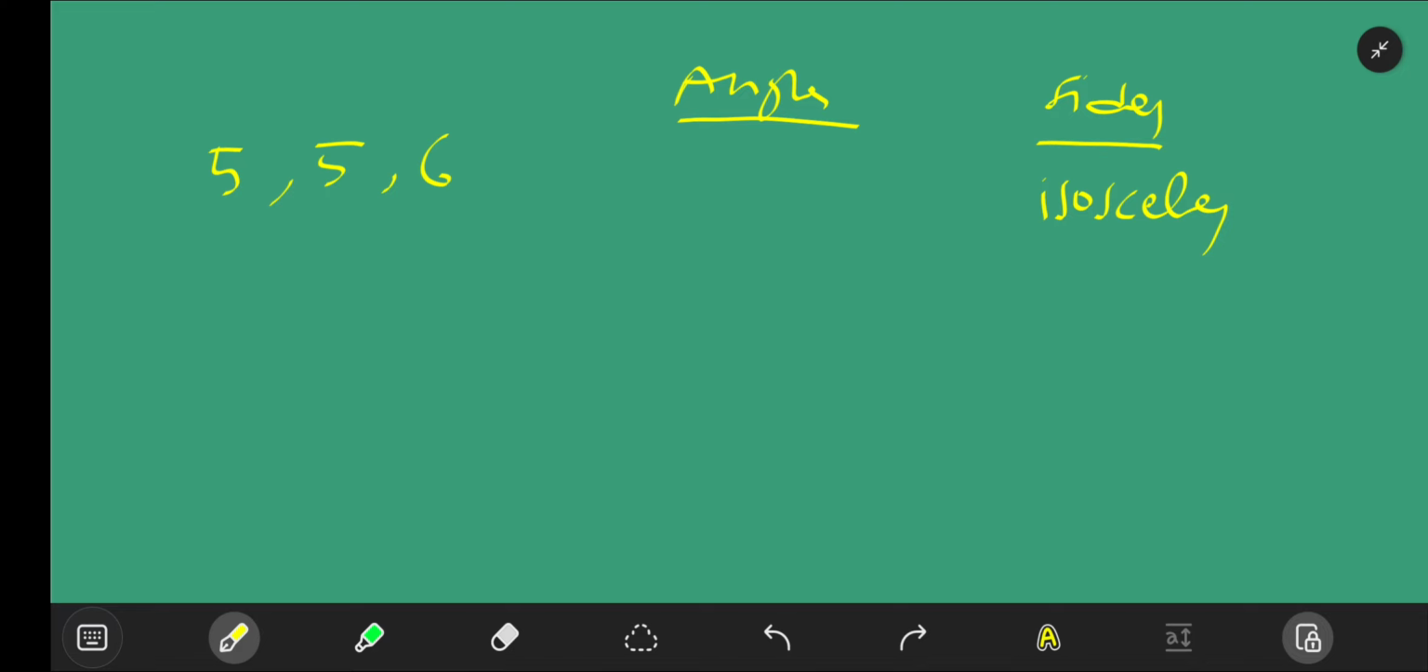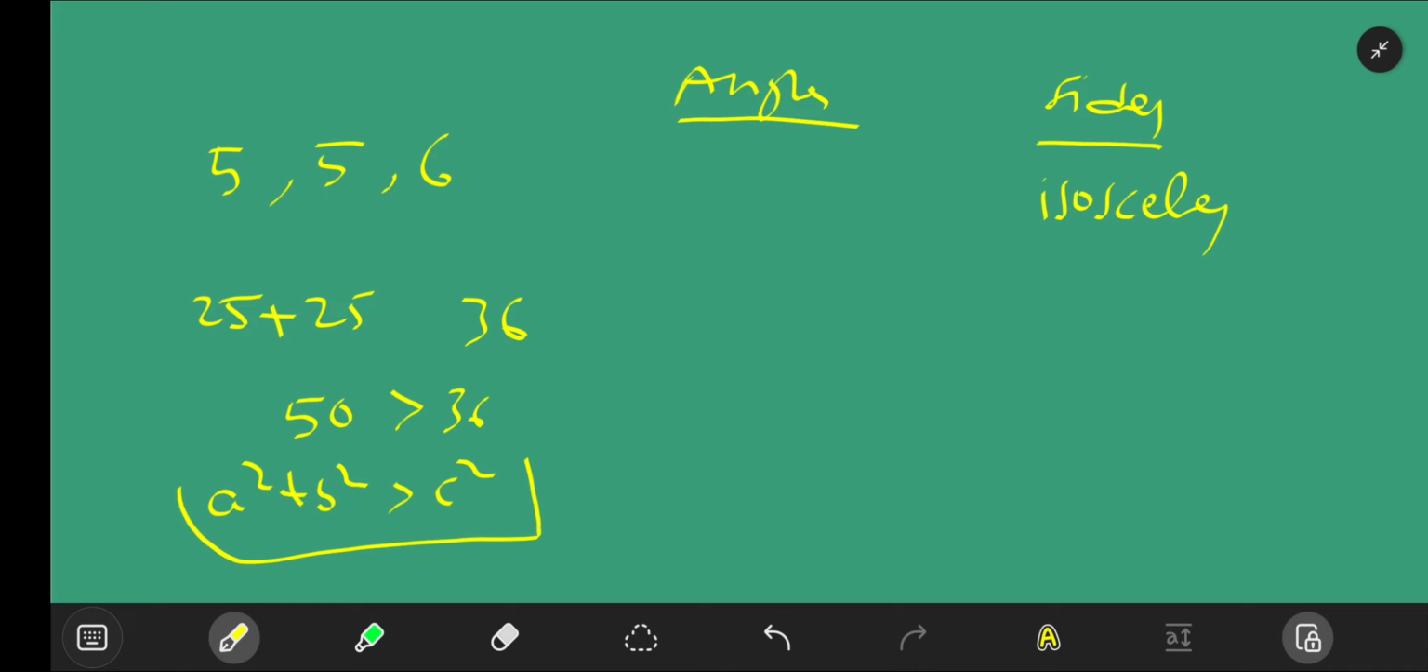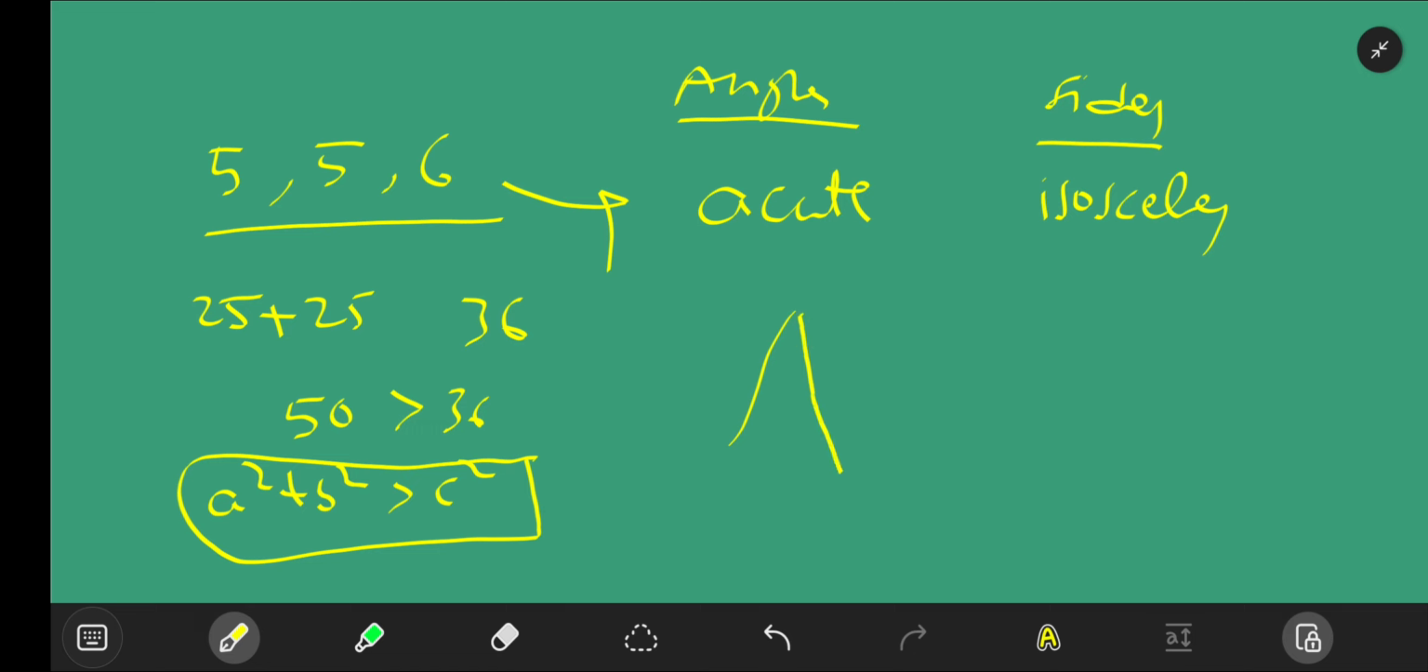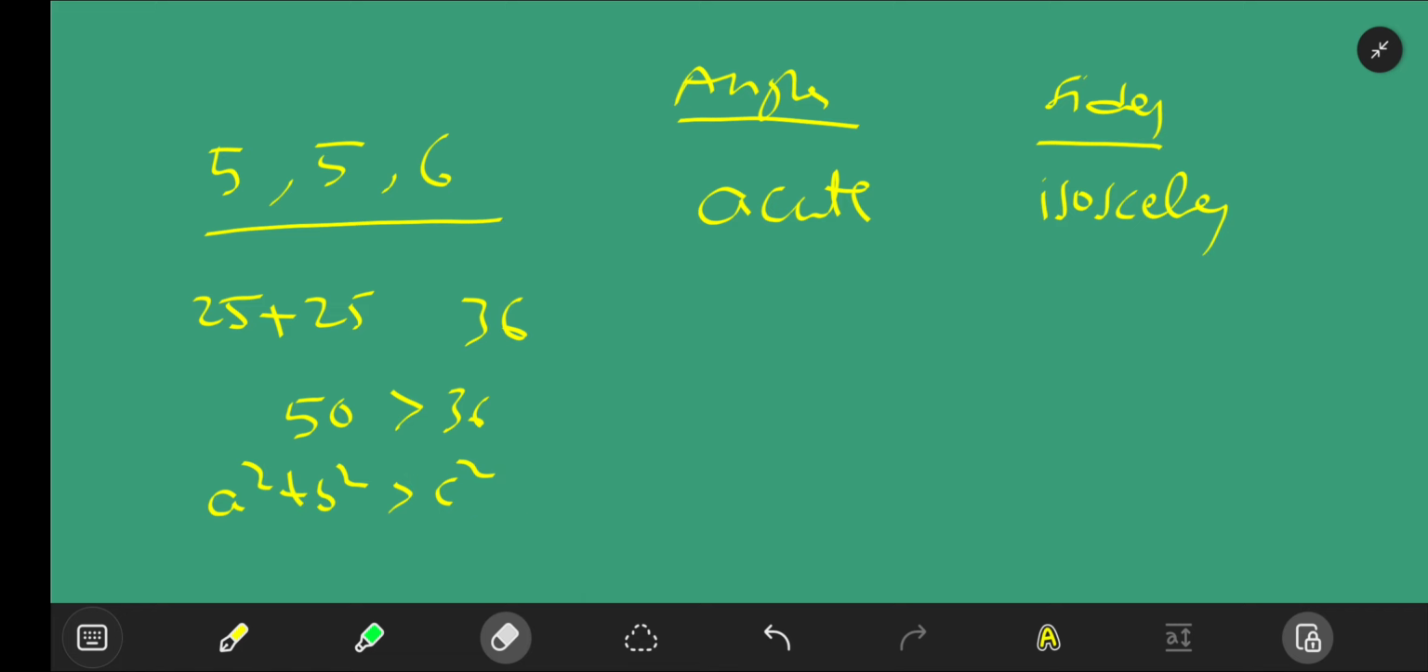Now 5 square is 25 plus 25, and 6 square is 36. 25 plus 25 is 50. 50 is greater than 36. So A square plus B square is greater than C square. This condition is also the acute angle triangle condition. So it is an acute angle isosceles triangle. With these sides, an acute angle isosceles triangle will form.